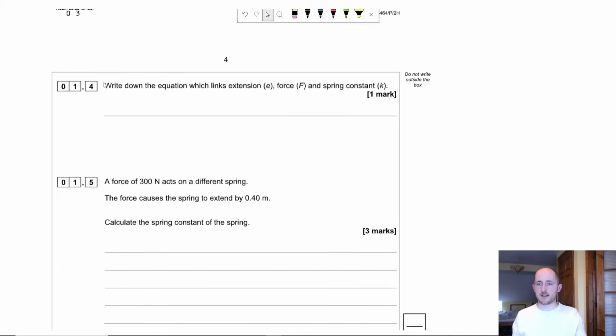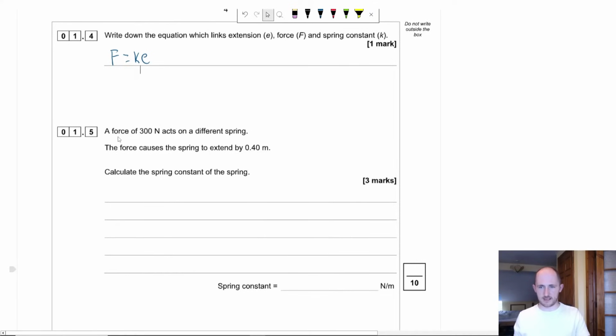In the next question, it says, write down the equation which links extension E, force, and spring constant. This is Hooke's law. So that is going to be F is equal to KE. Again, sometimes they use X for extension instead, but whatever they use, it's all the same thing, okay? So it's just Hooke's law.